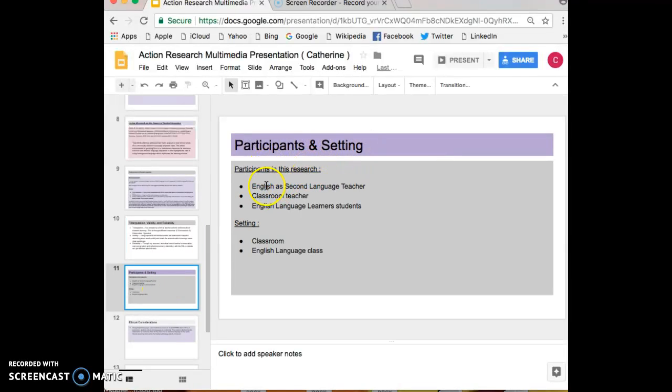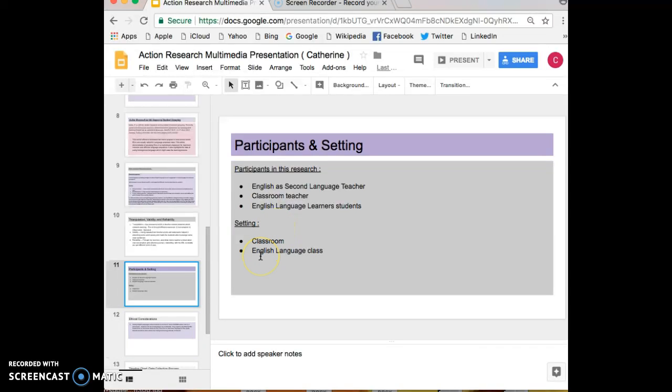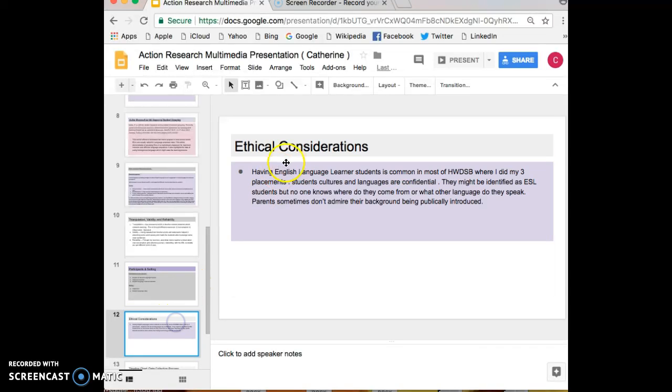Participants and settings. Participants in this research: English as a second language teacher, classroom teacher, English language learner students, and the setting is the classroom, English language class.